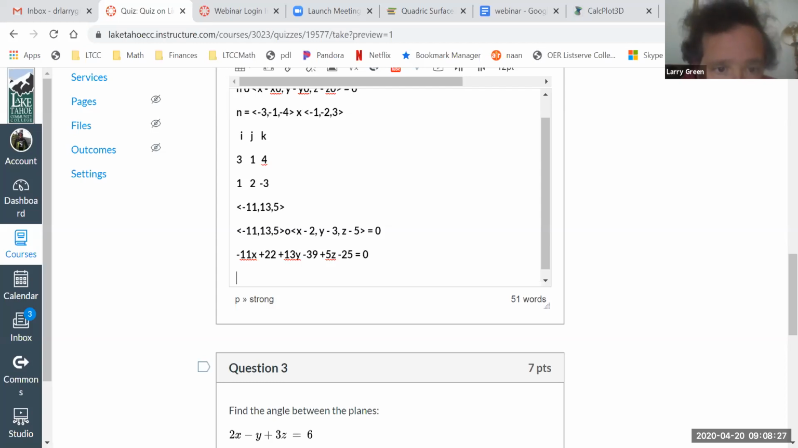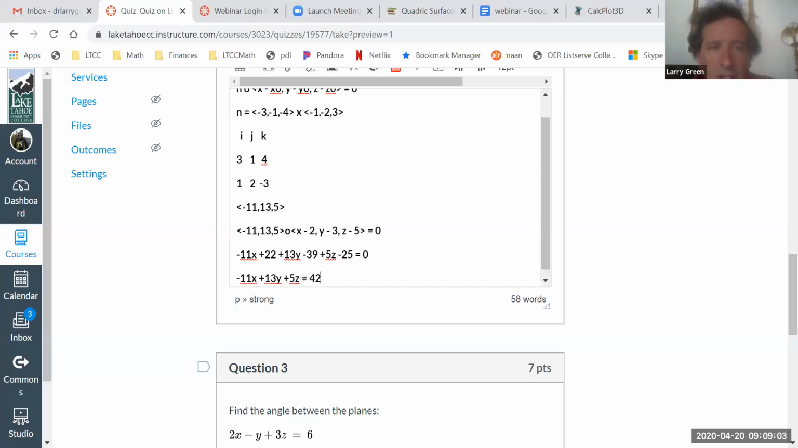So we get a negative 11x. I'm just going to put the letters together, and then plus 13y. And then we have plus 5z. And now let's get the number on the other side, that's kind of standard. So first thing, 39 and 25 is 64. 64 minus 22 is 42. And that's the answer.